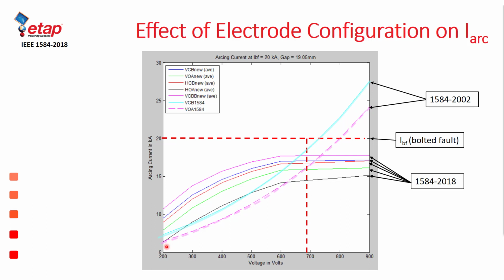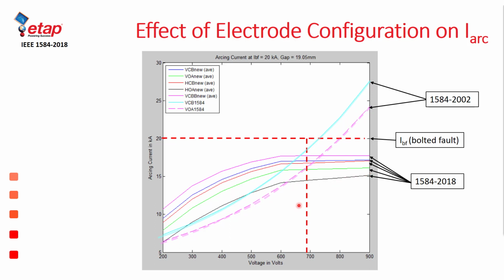On the lower end of the spectrum, we have the HOA configuration, or the horizontal open air case, which consistently yields the lowest. This is expected physical behavior because in the open air case, we know that the arc columns will expand to longer lengths and therefore create higher resistance and lower expected arc fault current magnitudes.